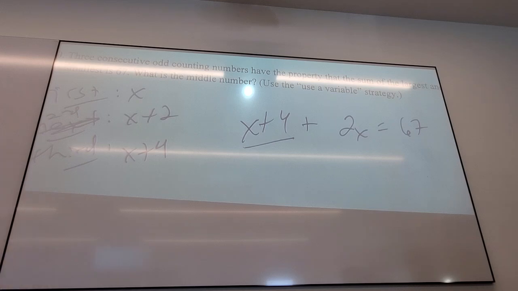And guys, on that problem about the consecutive odd numbers, when you get x, are you done? Because what's the question asking? What's the middle number? And the middle number is x plus 2. So when you figure out what x is, you're not done. That's the smallest number. I want the middle number.